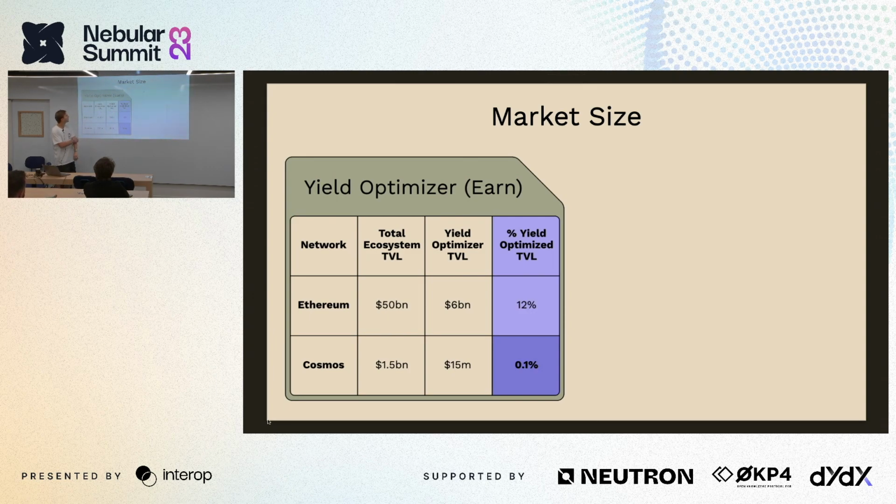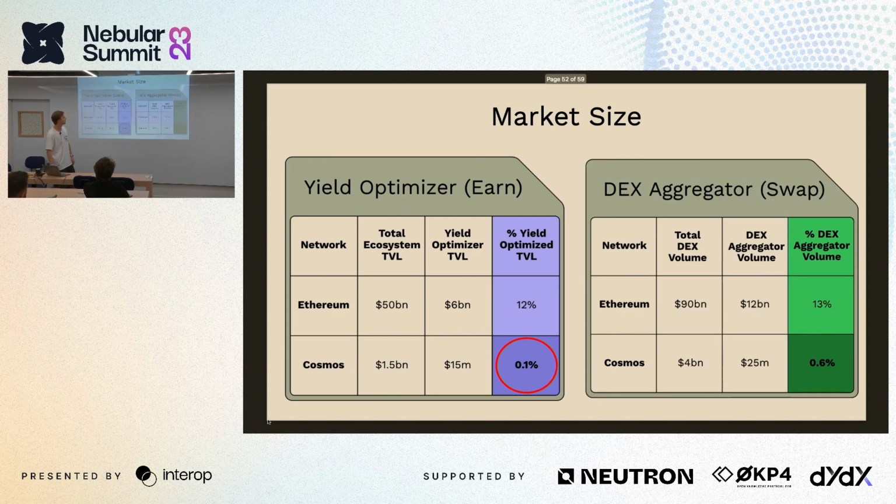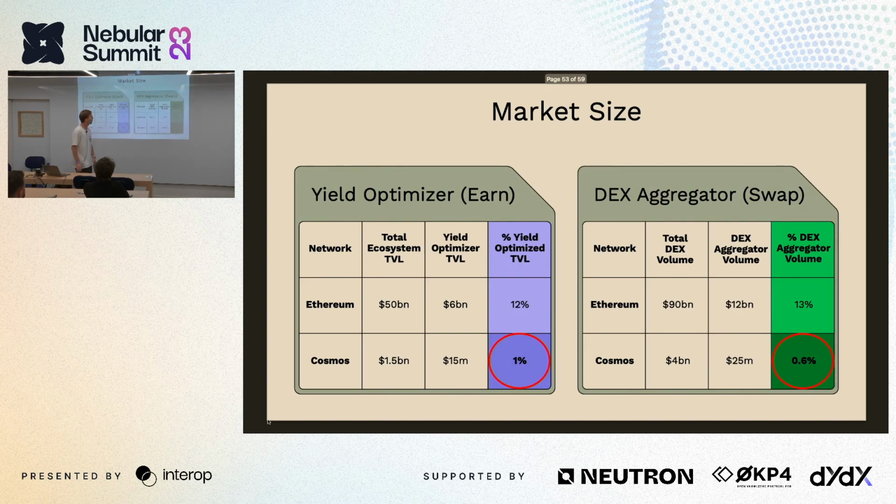If we look at the market sizes here, this is comparing it to Ethereum. If we look at yield optimizers in Ethereum, there's a market cap of 50 billion, of which 6 billion sits in yield optimizers, so 12% of the total market, whereas in Cosmos, currently only 0.1% of the total market sits in yield optimizers. Actually, looking at it now, this should be 1%. I was supposed to update that. Same with DEX aggregators: currently 13% of Ethereum's total swap value goes to DEX aggregators, whereas in Cosmos it's currently only 0.6%, because there's just no DEX aggregation in Cosmos.